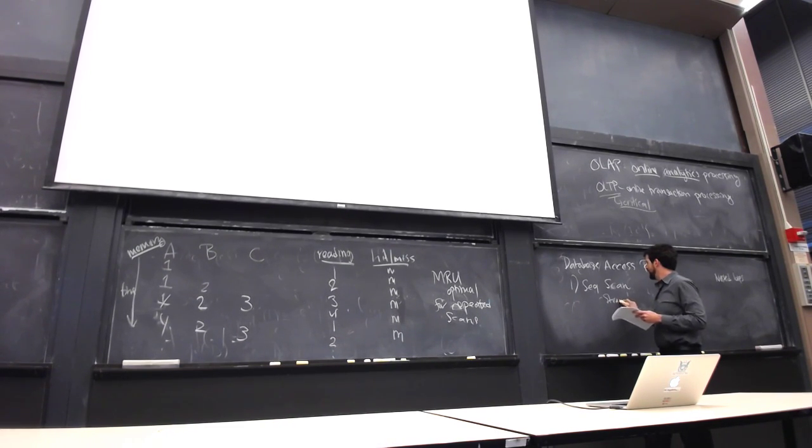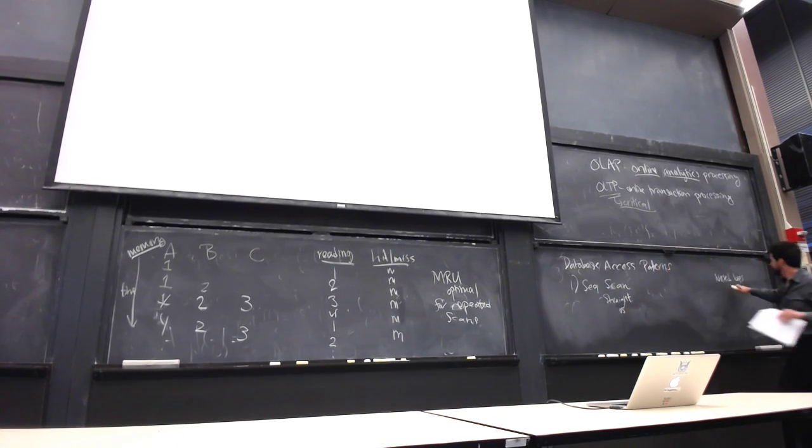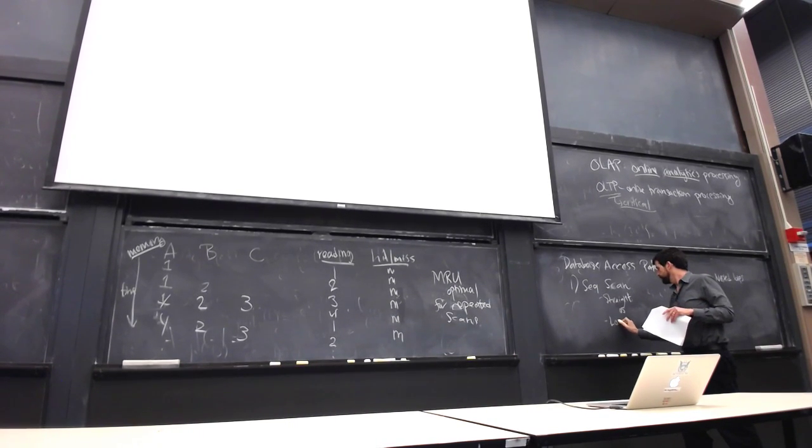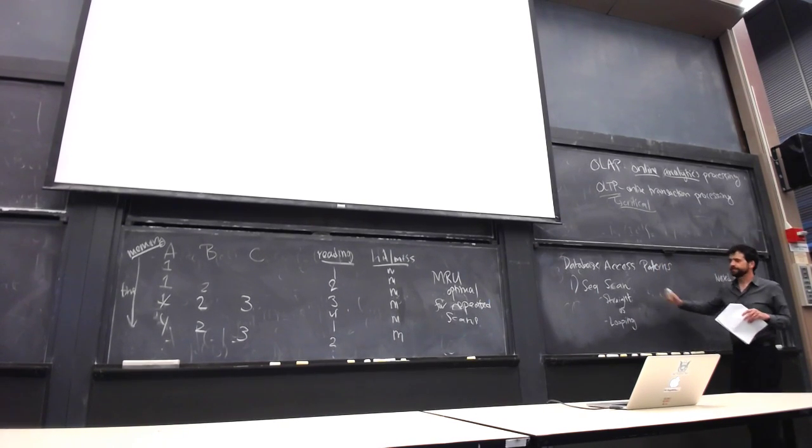As opposed to when it's on the inner, in which case we're going to re-access it over and over. So we're going to loop over and over again. So we have straight versus looping. Okay? So that's one type of access pattern.